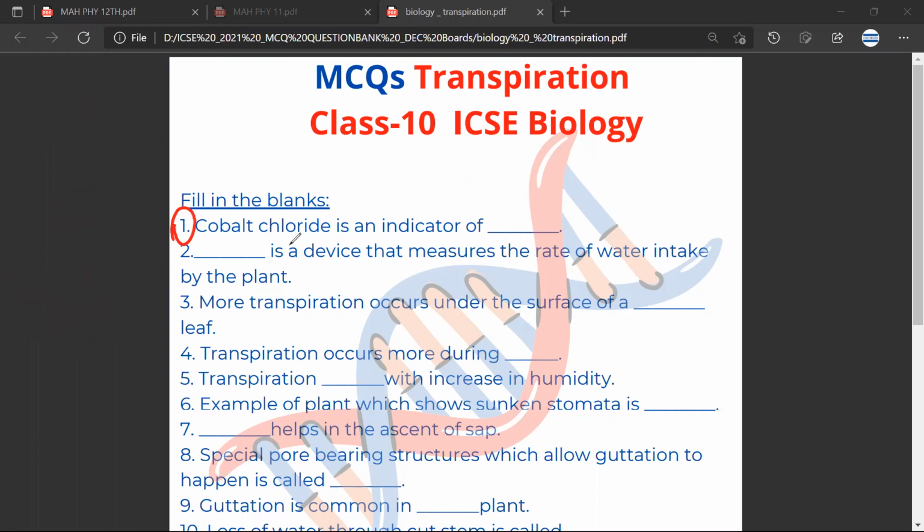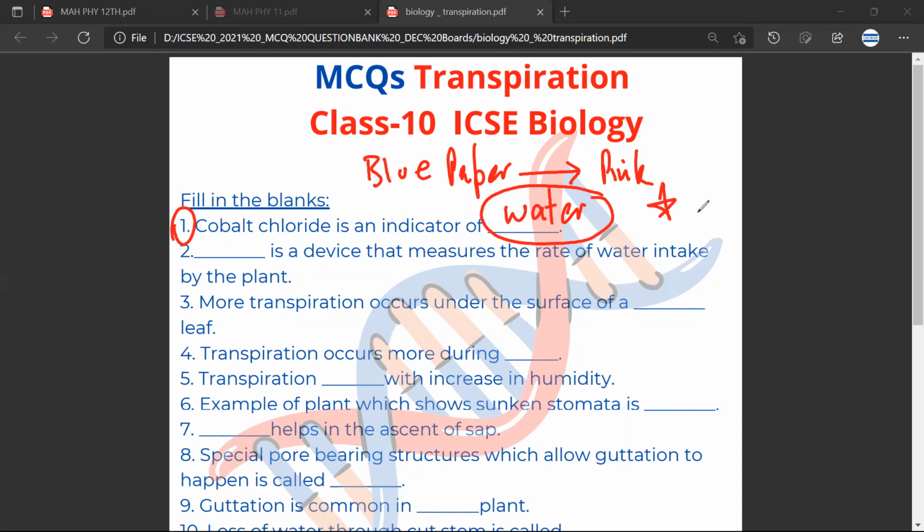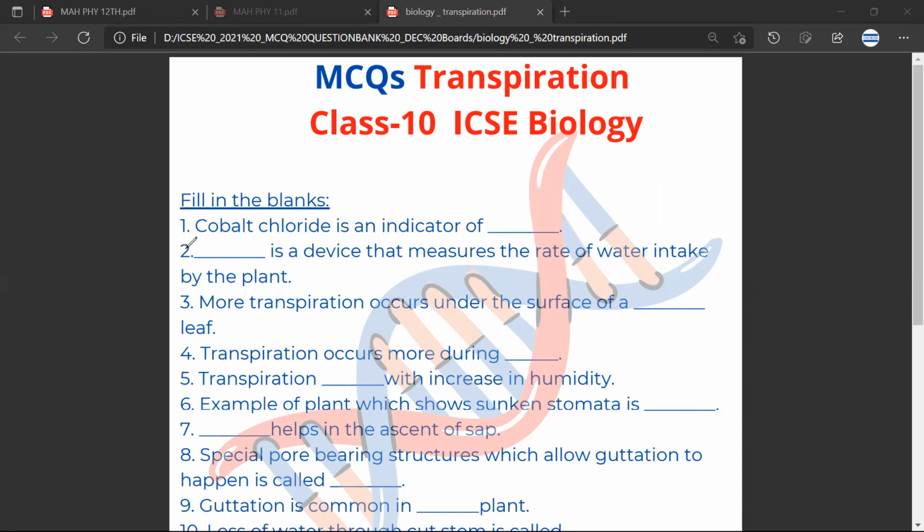So the first question is a simple question: cobalt chloride is an indicator of water. This is referred to on the first page of the chapter. So cobalt chloride, the blue paper, will turn pink if water is present. So this is a simple question.